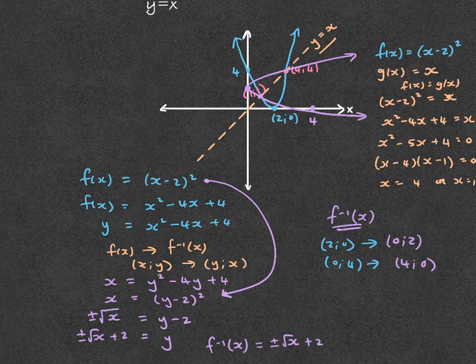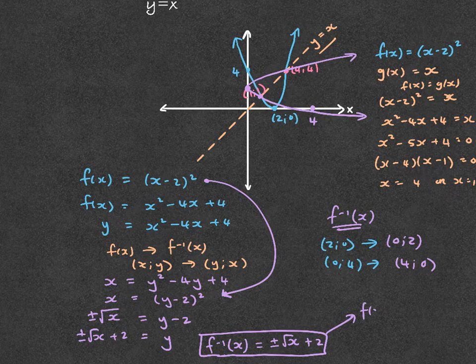Is that purple graph a function? Is the inverse of a parabola a function? Not quite. The whole thing isn't a function, but there are two parts to it: that top arm and that bottom arm. That is what the plus or minus root of x means. In other words, there are two parts. As a whole, this is not a function.